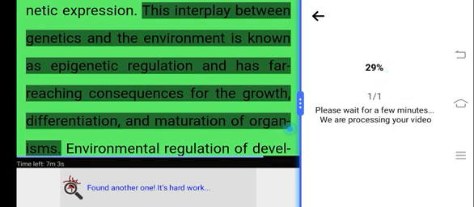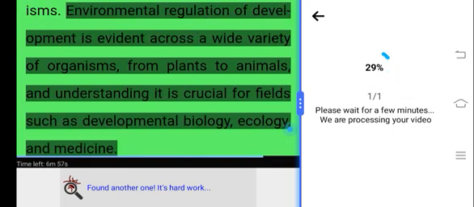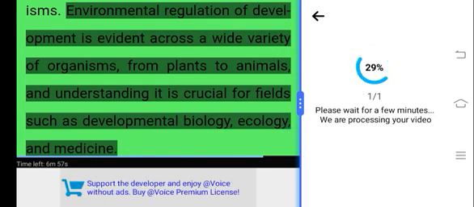This interplay between genetics and the environment is known as epigenetic regulation and has far-reaching consequences for the growth, differentiation, and maturation of organisms. Environmental regulation of development is evident across a wide variety of organisms, from plants to animals, and understanding it is crucial for fields such as developmental biology, ecology, and medicine.